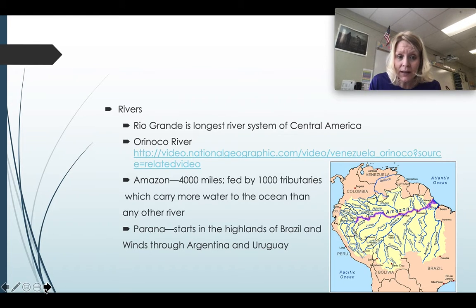The Parana starts in the highlands of Brazil, and it winds through Argentina and Uruguay. You can't see it, I don't think, on this map, but if we looked at a different map, you would see that the Parana empties into the Pacific Ocean. All right, so if you can get a chance when we're done, go back and watch that video, just a short one.